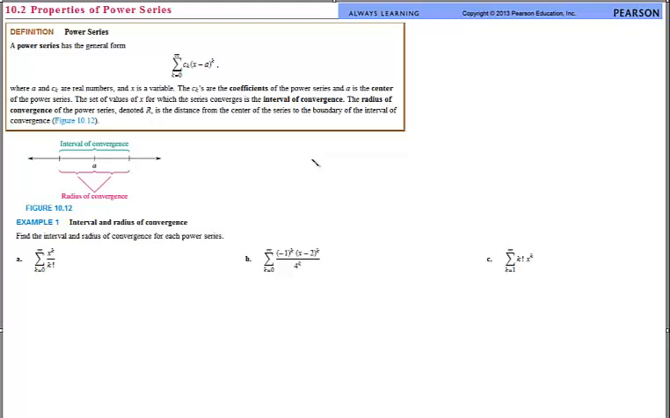We are looking at the properties of power series. So let's look at what a power series is. Here's our general form. Now our a and c sub k are real numbers and x is our variable. C sub k would be our coefficients and a is the center of the power series.